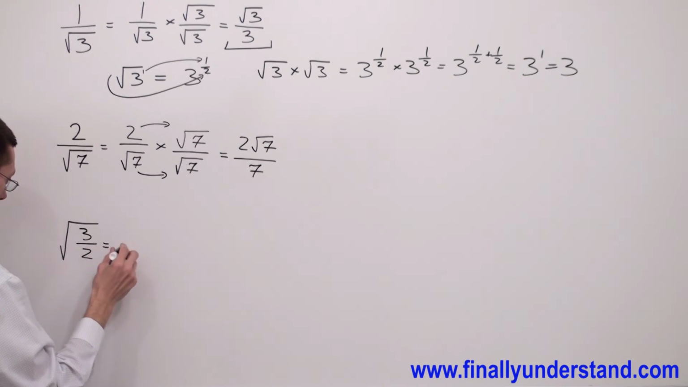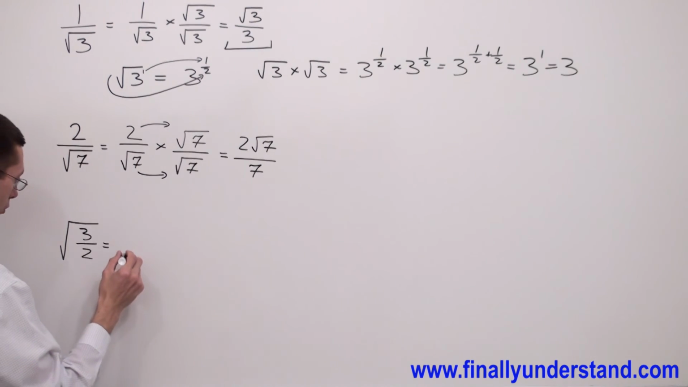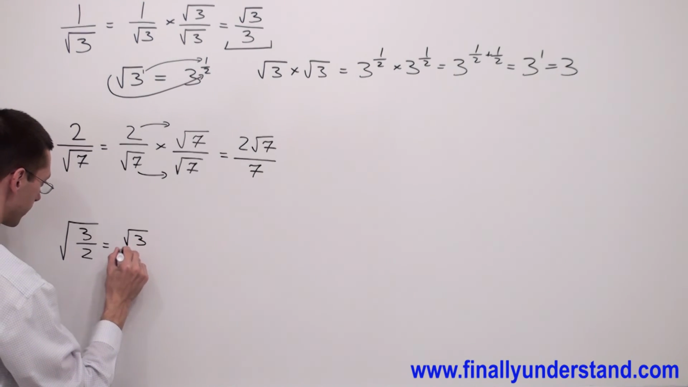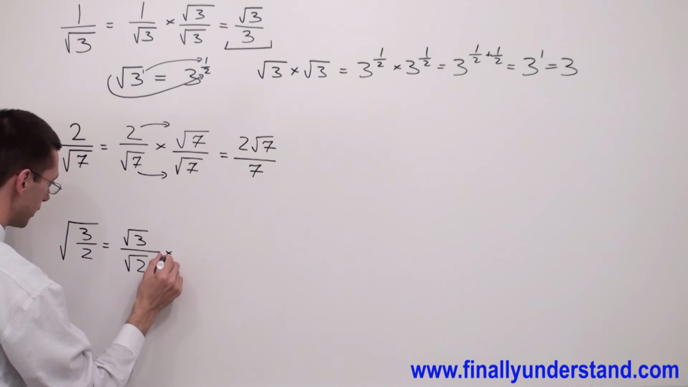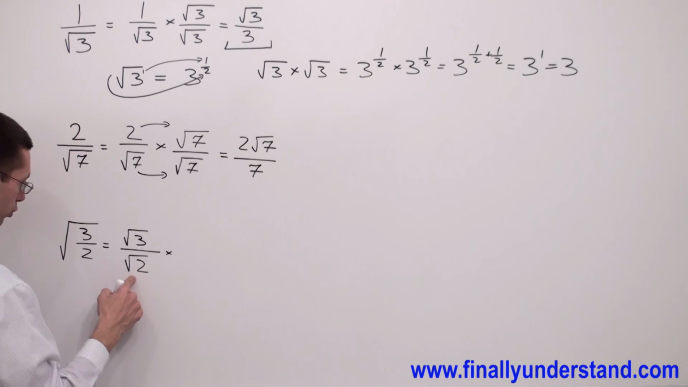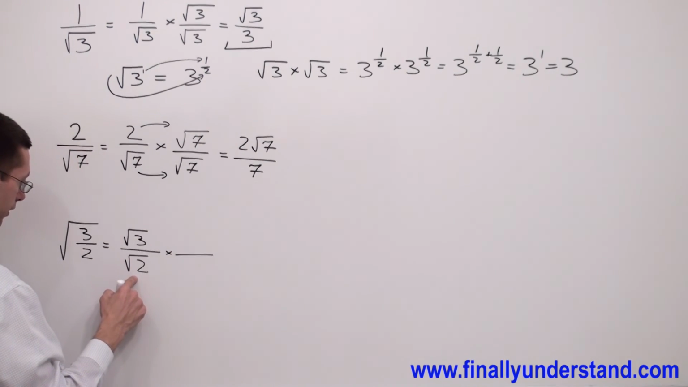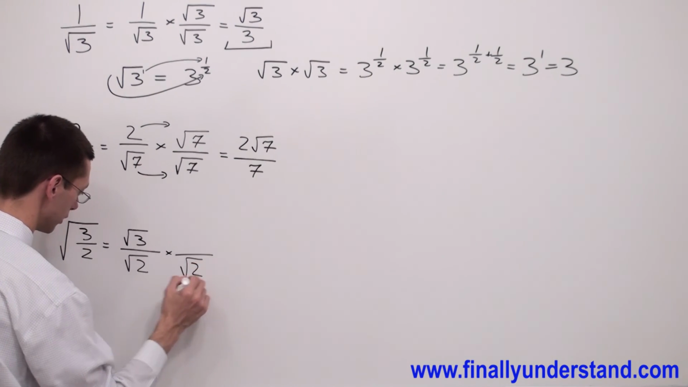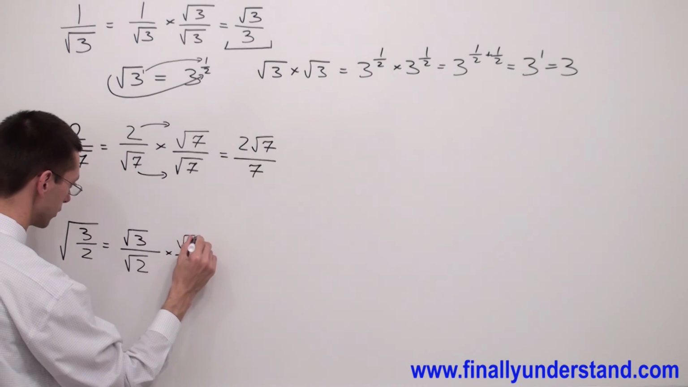We have square root of 3 over 2. What I'm going to do, I'm going to use properties of radicals, and I'm going to rewrite this problem as square root of 3 over square root of 2. I have to eliminate the square root from the denominator by rationalizing the denominator. Multiply by the denominator, square root of 2 over square root of 2. Whatever I did in the denominator, I have to do also in the numerator.